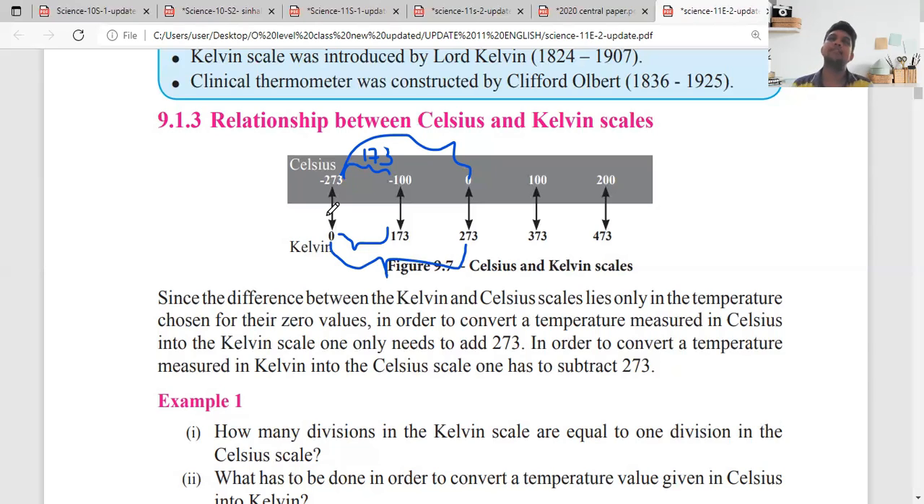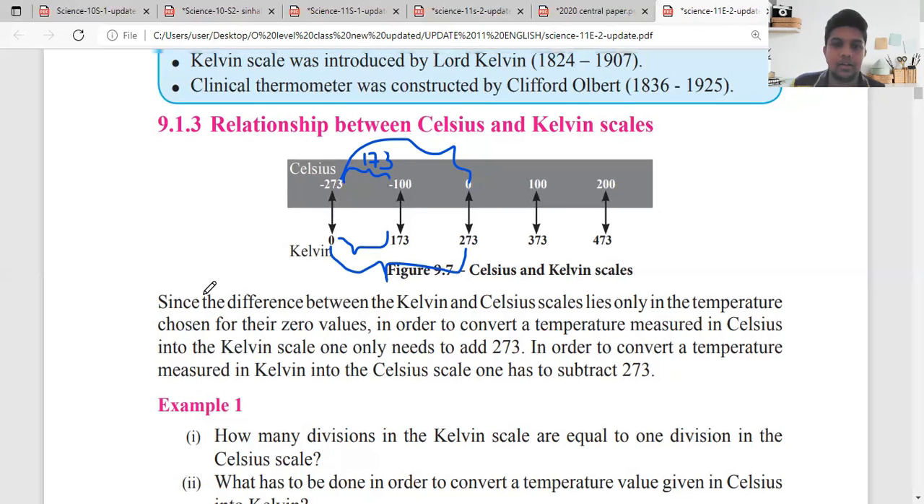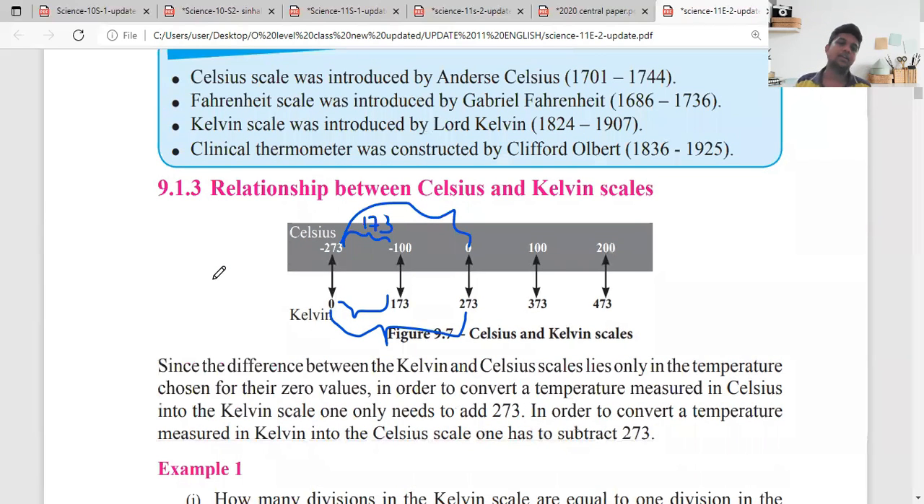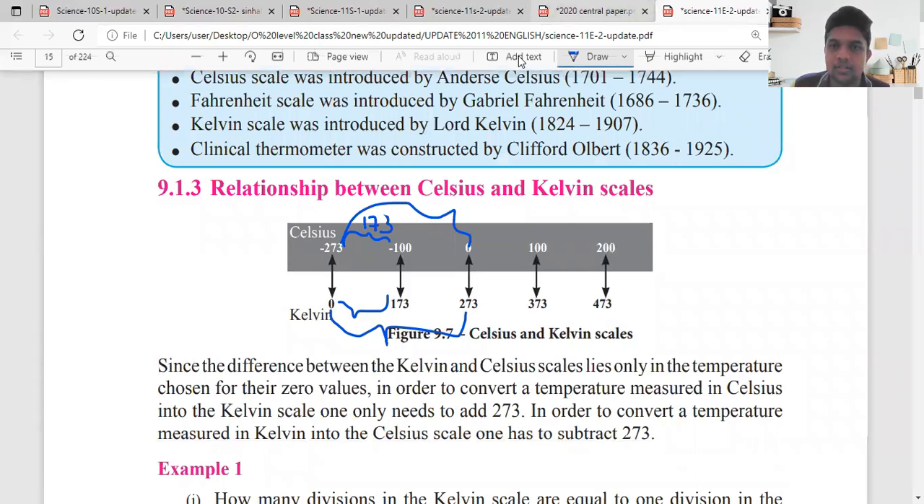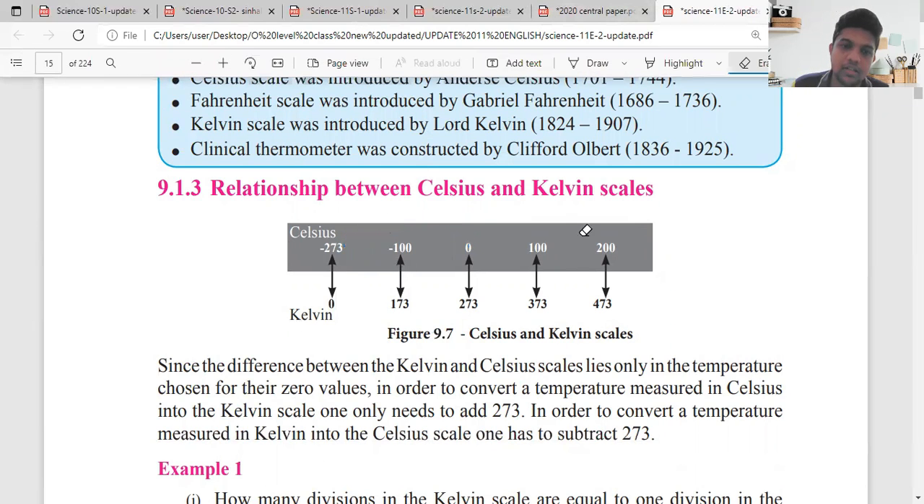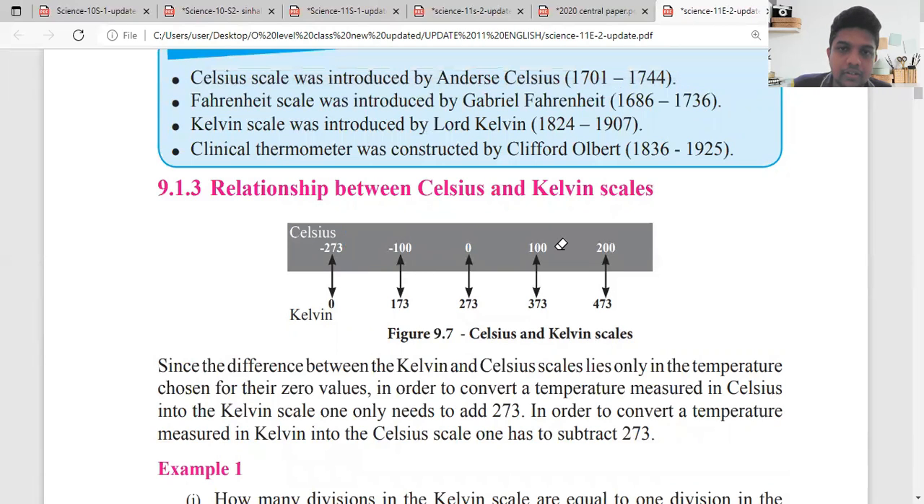Kelvin 400. 127. Very good. Okay, no need to write a note, but I need you to draw this. Can you quickly draw this relationship? No need to write any note. Only this Celsius, Kelvin scale. Quickly draw it. Good.